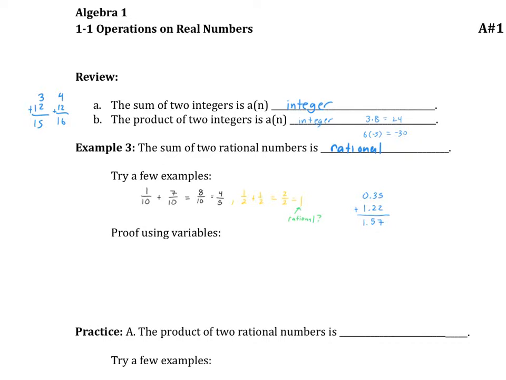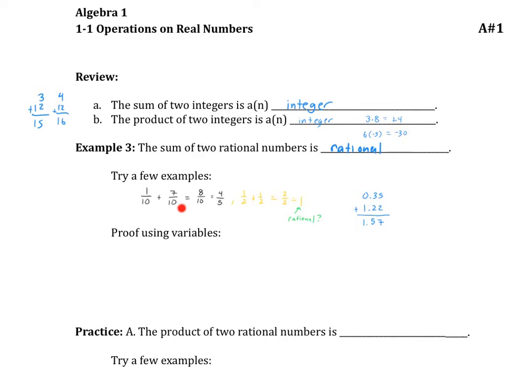So this is what's called a conjecture. It is an educated guess based on a pattern. We saw a pattern, and we see these fractions equal fractions when we add them. This fraction's a whole number, but it's still rational. The decimals add to a decimal, but it's still rational. So here's my conjecture. Here's my guess as to what it might be. But we haven't proved it. I can't say this for sure yet.